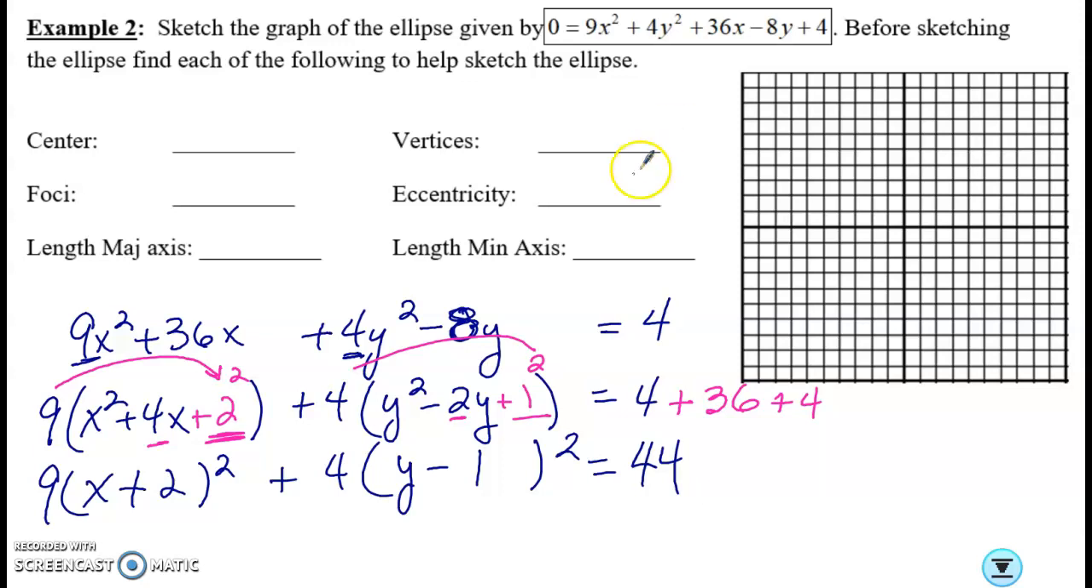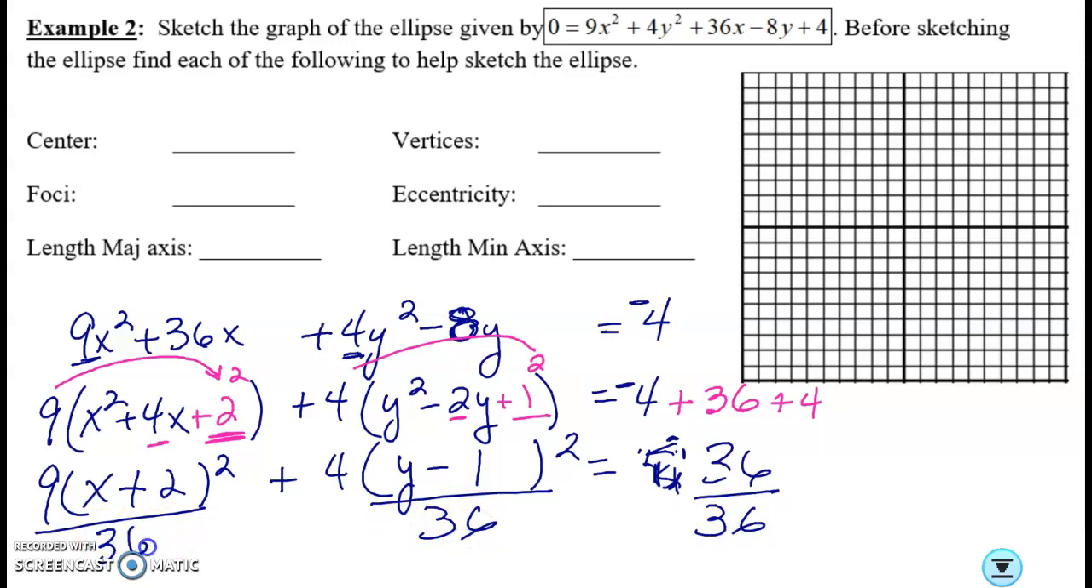Oh, I know where my mistake is. When I moved the 4 to the other side, I forgot this is minus. Okay, that's better. So this isn't actually even 40. This is 36. I apologize. Okay, he doesn't want to erase very nicely. So this is 36. Now to get it in that nice fraction form, we are going to divide everything through by 36. So our equation that we're going to look at for this problem right here is actually going to be x plus 2 quantity squared over 4 plus y minus 1 quantity squared over 9 equals 1.